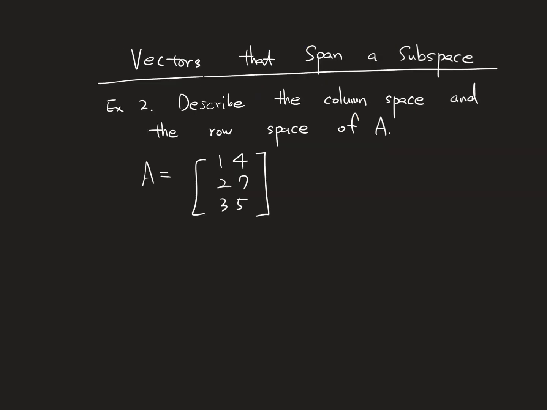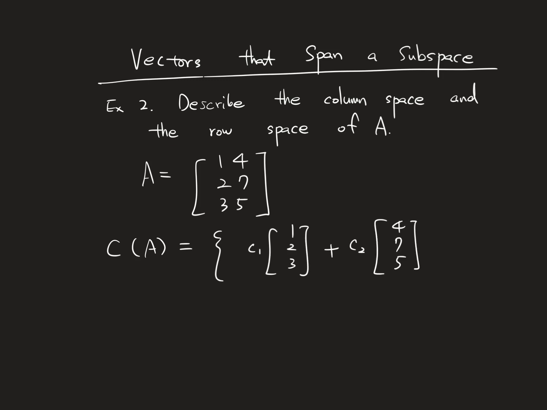So we'll explain about vectors that span a subspace. And let's see example 2. Describe the column space and the row space of a matrix. The column space of this is just a linear combination of columns. So column space is just this, where C1 and C2 are arbitrary real numbers.